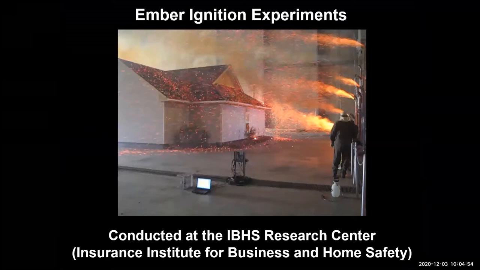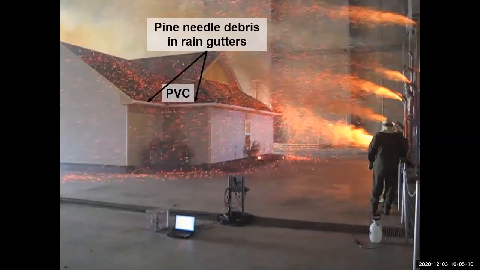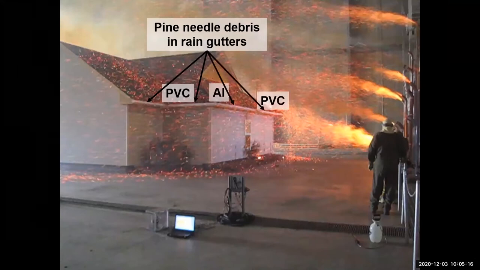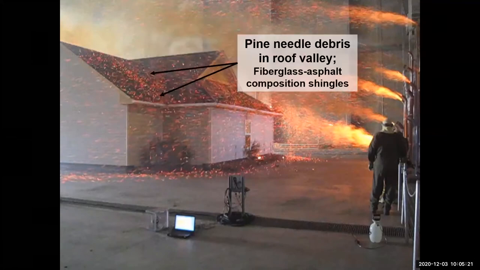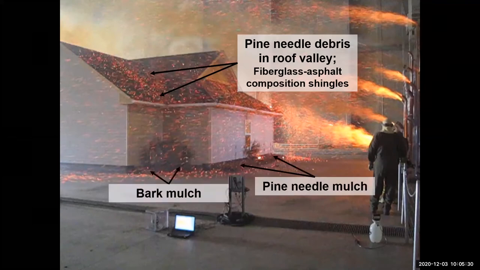So let's take a look at an example, a research example we conducted at the Insurance Institute for Business and Home Safety Research Center. We generated a burning ember blizzard on a full-size house. Now, this full-size house had rain gutters, aluminum and plastic PVC, full of pine needle debris. We put pine needle in the valley of the roof with fiberglass asphalt composition shingles. We've got pine needle mulch around the base and bark mulch around that corner.